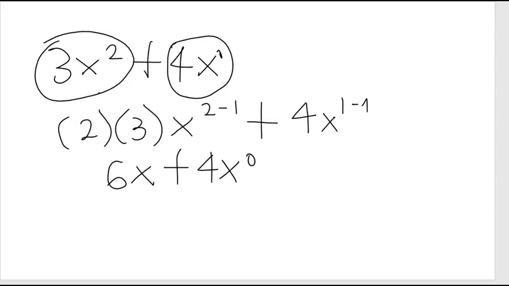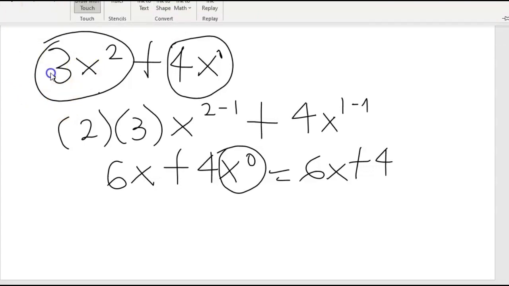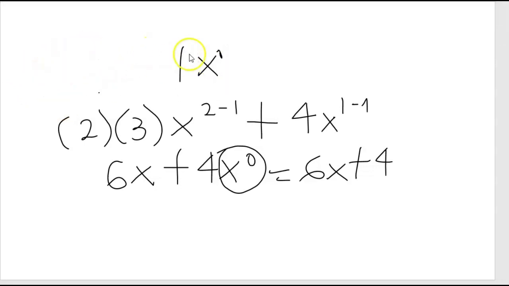Okay? Now, looking at this part, x to the power 0 is actually equal to 1. Any number to the power 0 is 1. So 1 times 4 is going to give you 4. So this is the same as 6x plus 4. Simple. It's simplified. So let's take another example to make this a little more clear.